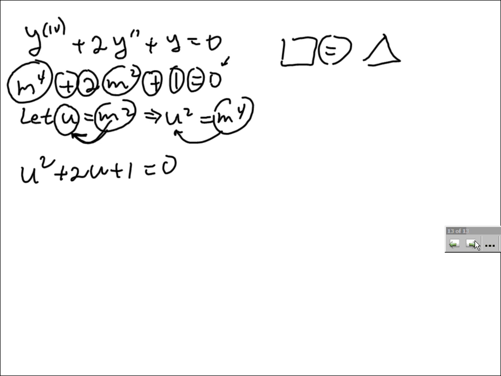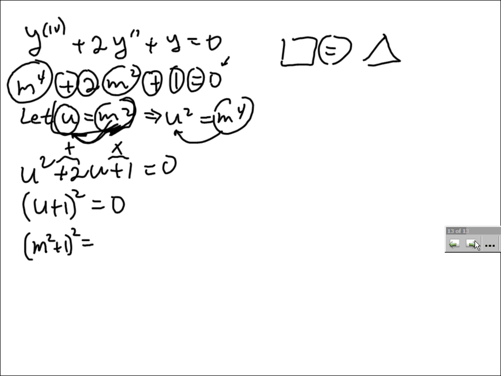Now, it turns out that the left side is a perfect square. Two numbers that multiply out to 1 but add up to 2 are 1. Just u plus 1 squared is 0. Okay, so we factored it. But remember, u is really m squared. So we have m squared plus 1 squared is 0.